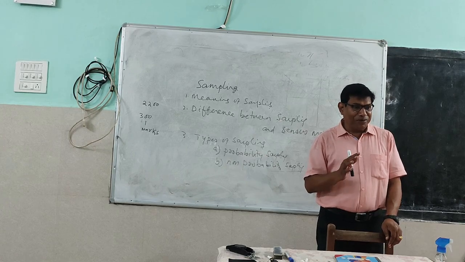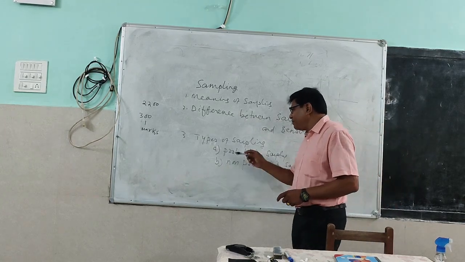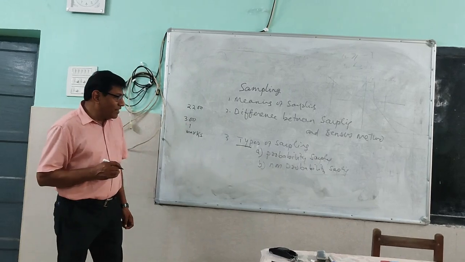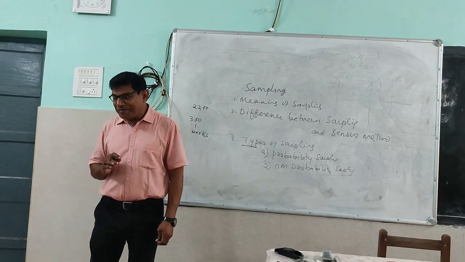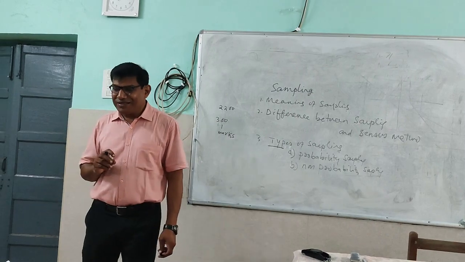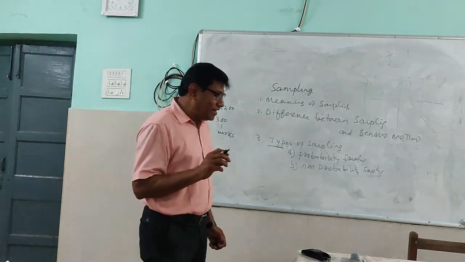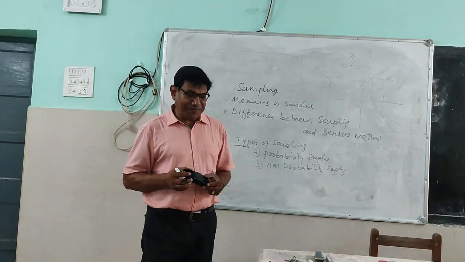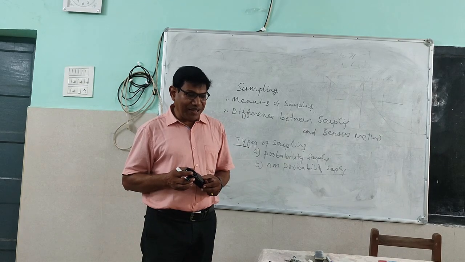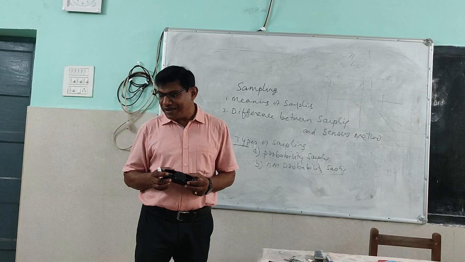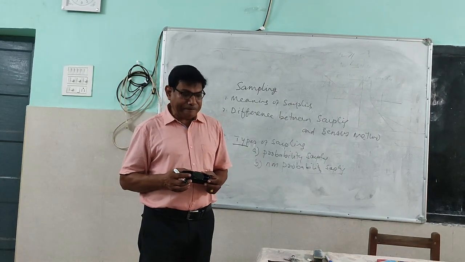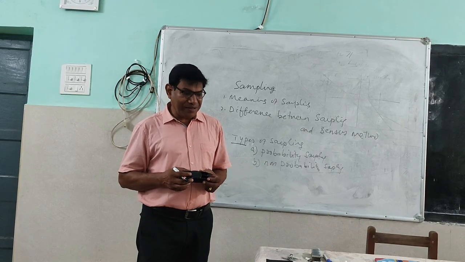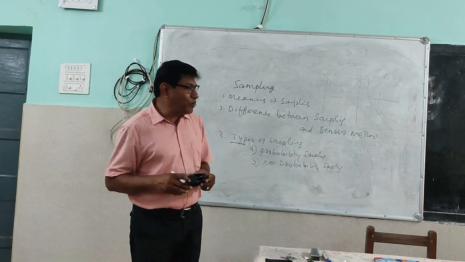But the more used one is the sampling method. Next we come to types of sampling method. Right now, the methods of sampling are broadly classified into two types: A, probability sampling, and B, non-probability sampling.